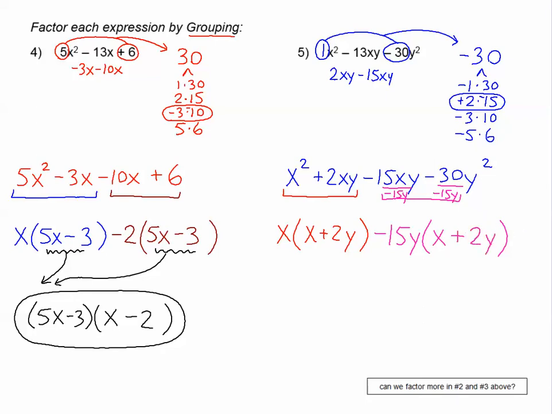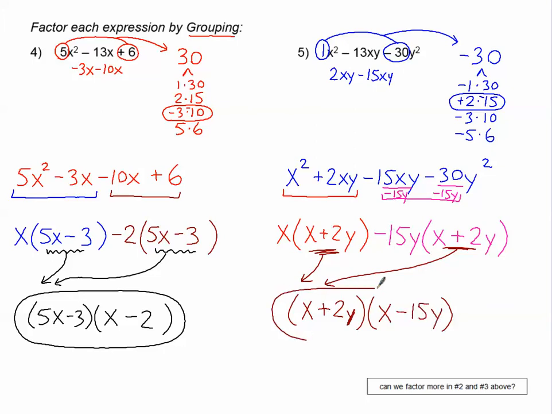This is where I stop and check and make sure that I'm correct. My parentheses have to be identical, which they are, which means that I can take them and factor them out as one set of parentheses, x plus 2y, and the other set of parentheses will be what's left when I take the x plus 2y out. I'll have the x from this term and the negative 15y from this term. And I factored another trinomial.